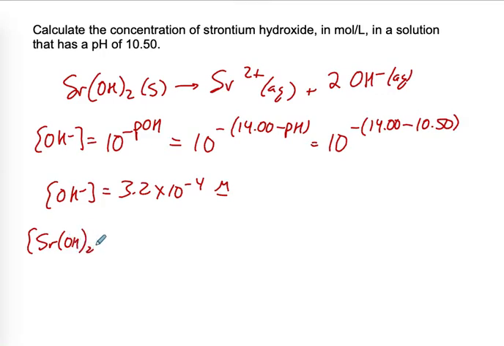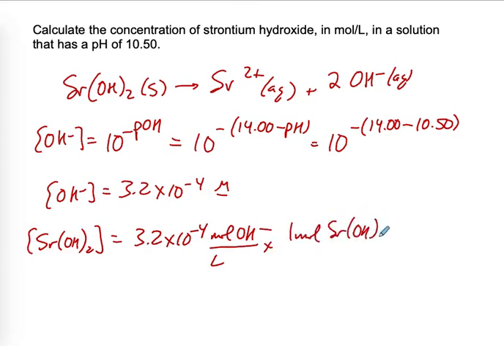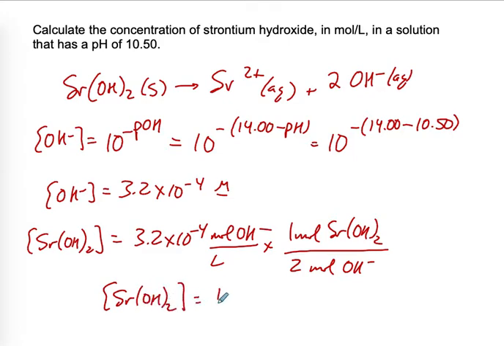My concentration of strontium hydroxide equals 3.2 times 10 to the negative fourth moles of hydroxide per liter of solution times 1 mole of strontium hydroxide for every 2 moles of hydroxide, or my concentration of strontium hydroxide equals 1.6 times 10 to the negative fourth molar. And if the question asked what mass of strontium hydroxide I would need to make a specified volume of that concentration, you could simply use the molar mass.